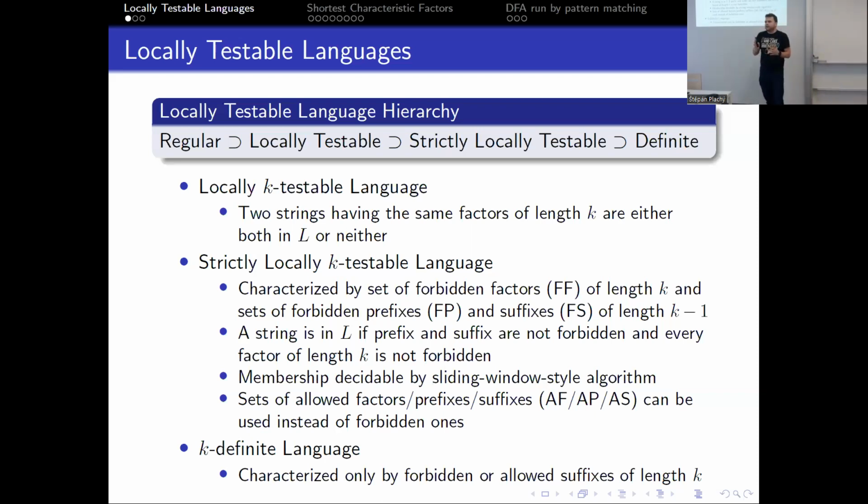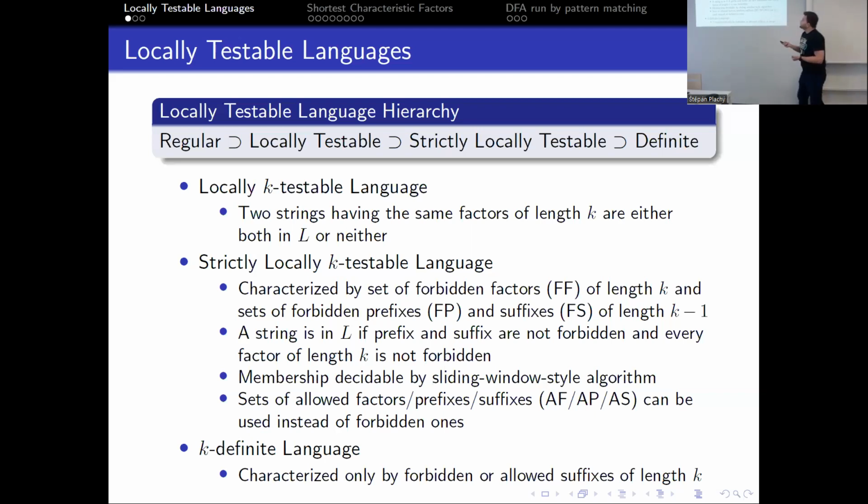The idea for these kinds of languages is that if we want to decide whether something belongs in the language, we can do it using a sliding window style algorithm. That means just check something of length k and move it throughout the string. If you find something that is forbidden, then you reject that string. Similarly, we can define such languages using a set of allowed factors, prefixes, and suffixes. There, the idea would be the same. During the sliding window, if the substring is allowed, then it is okay, and I go through the string from left to right, everything has to be allowed, and then I accept.